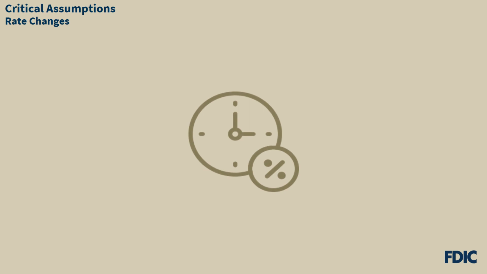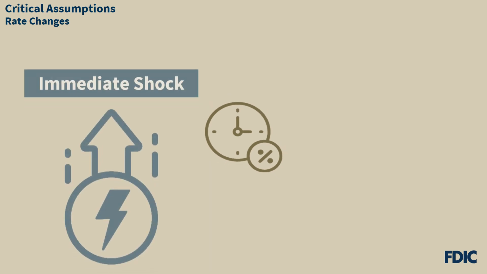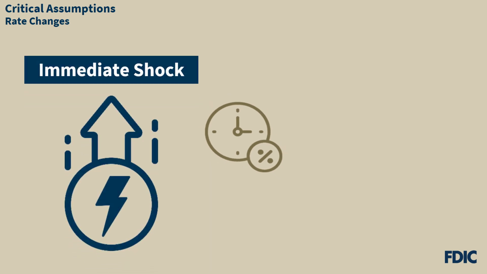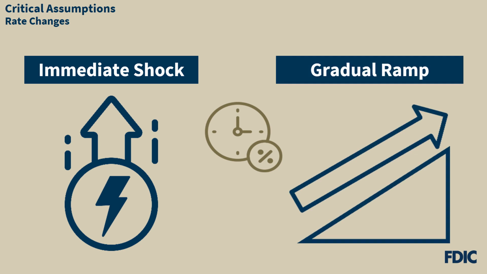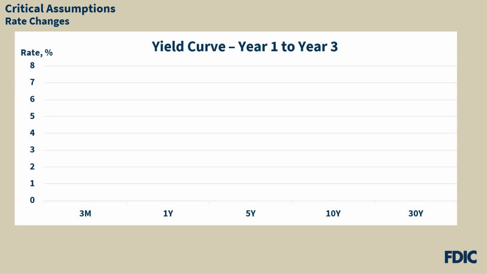Some model scenarios include instantaneous rate shocks and prolonged rate changes. An instantaneous rate shock assumes the rate changes immediately, compared to a gradual ramp, which assumes the rate change occurs over time. A key aspect of rate change assumptions is how rates will change for different maturities, since rate changes typically do not occur uniformly across maturities on a yield curve.